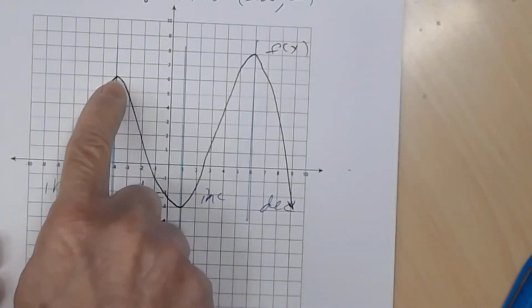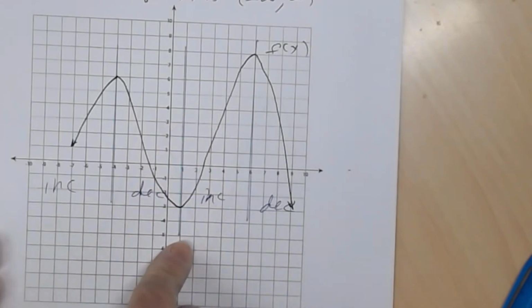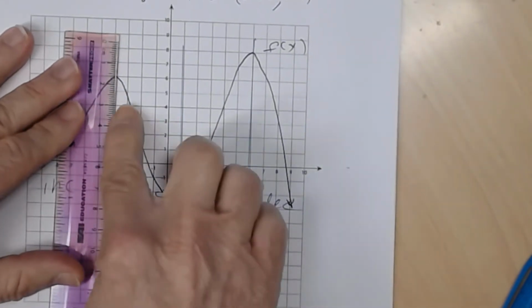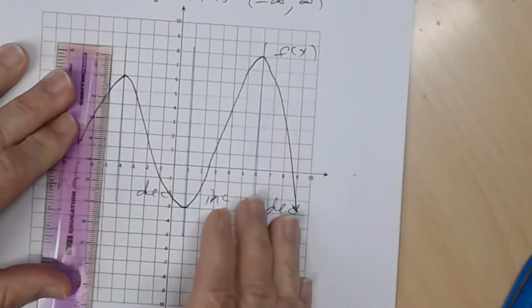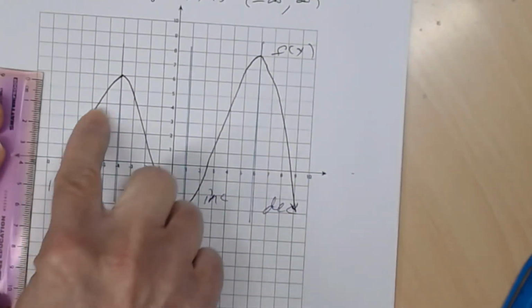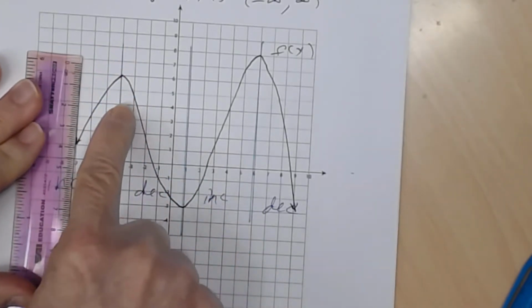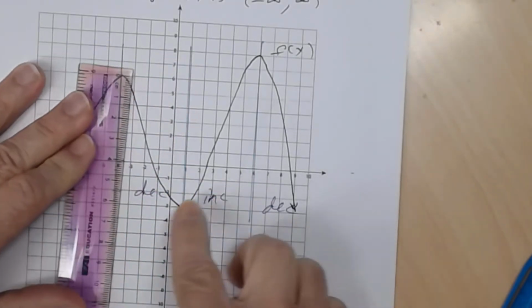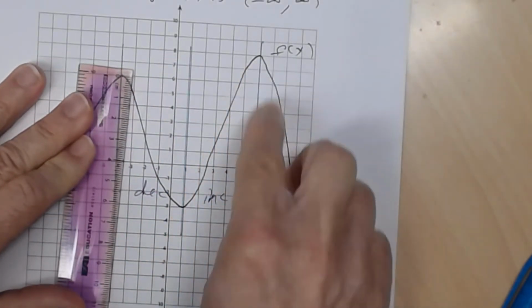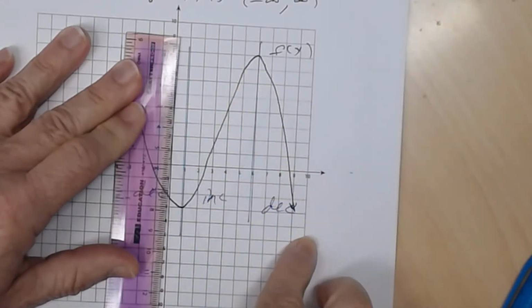So notice I had a max. Wherever you have a max, there's a change. Whenever you have a min, that's a change. So from negative infinity to x equal negative 4 in my domain, okay, my y values are increasing. From negative 4 to 1, your y values are doing what? Decreasing. And then from 1 to 6, your y values are increasing. And then from 6 to infinity, your y values are decreasing.